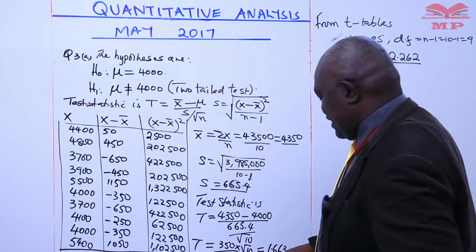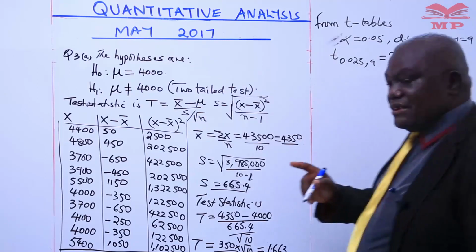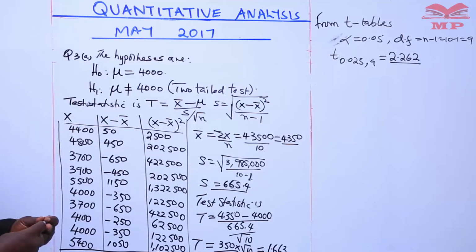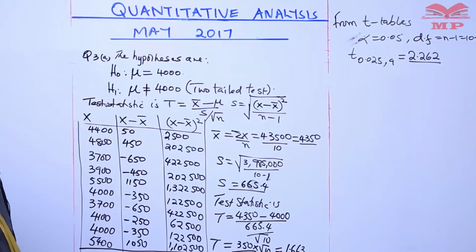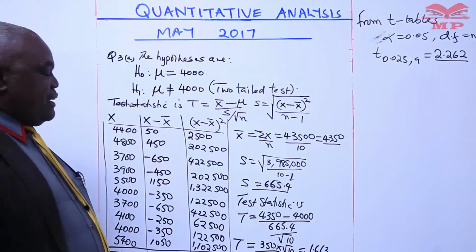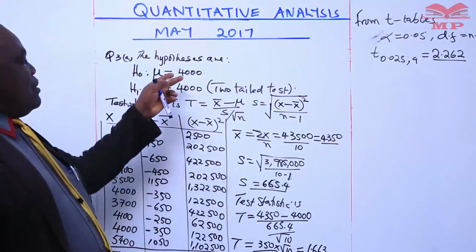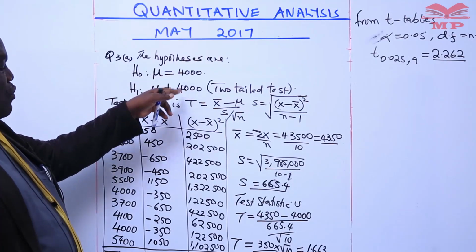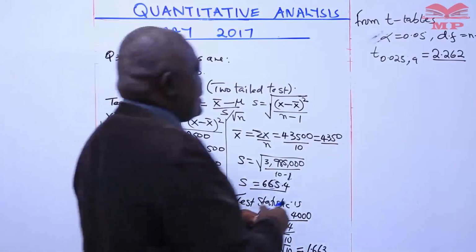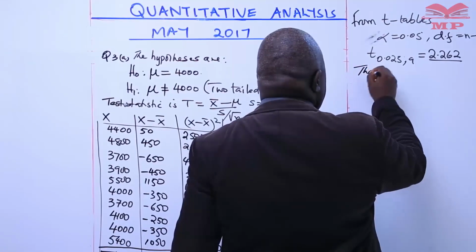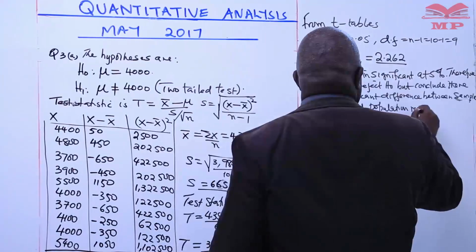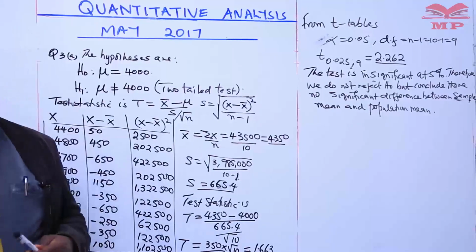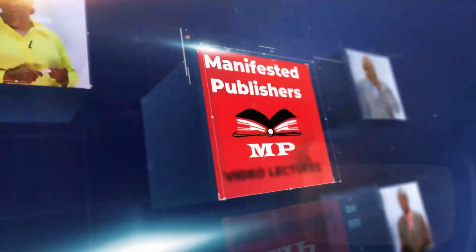Therefore, the test statistic compared to the T table value is less, and if the test statistic is less, what do we say? We don't reject the null hypothesis, and therefore we say there's no significant difference. And that is what is expected for that question for you to earn all the 8 marks.